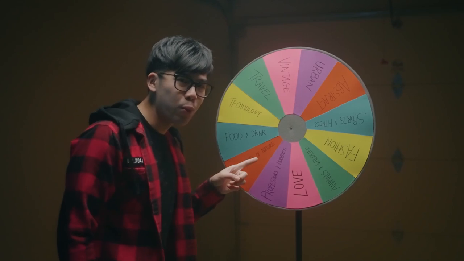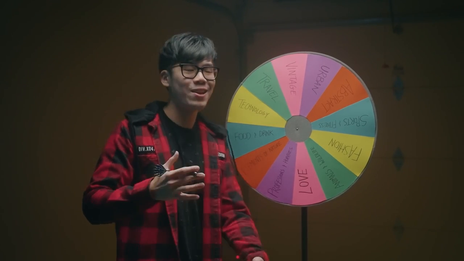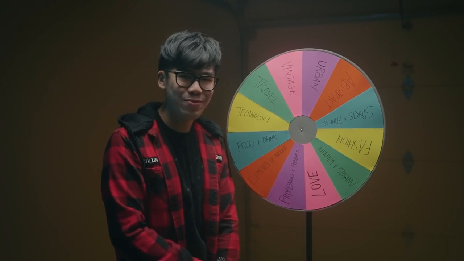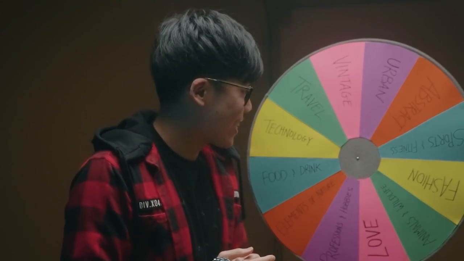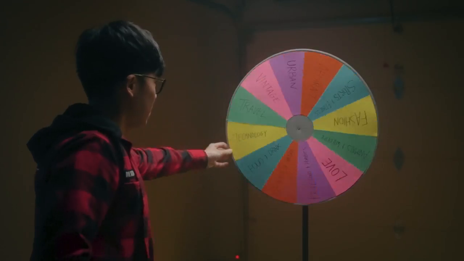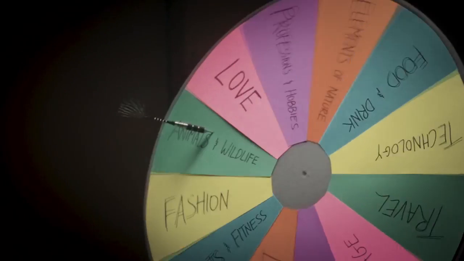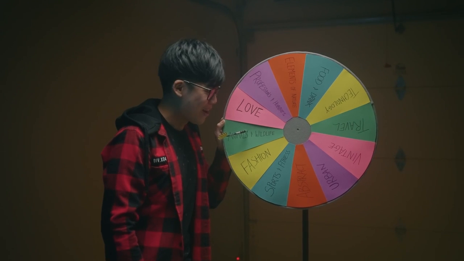So over here we have a wheel with 12 different video themes that can be found on Artlist Max, and we're going to be spinning it today and then throwing this dart at it to decide what we'll be using. I don't know if I can even get this in here because I'm no Robin Hood, but I'm going to give my best shot. So today we will be editing with animals and wildlife.